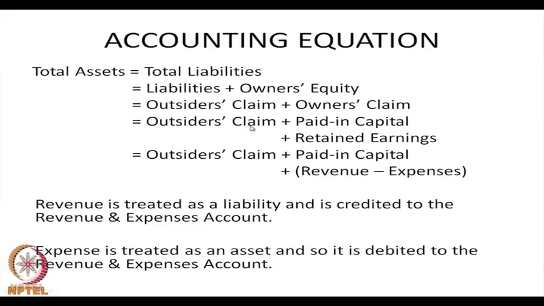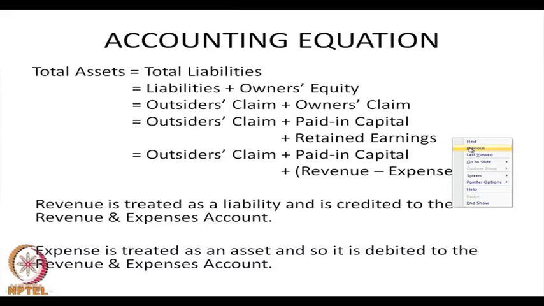that the total assets equals total liabilities, which is equal to outsiders claim plus paid in capital plus retained earnings. So, this is also equal to outsiders claim plus paid in capital plus what is retained earning? It is same as revenue minus expense.